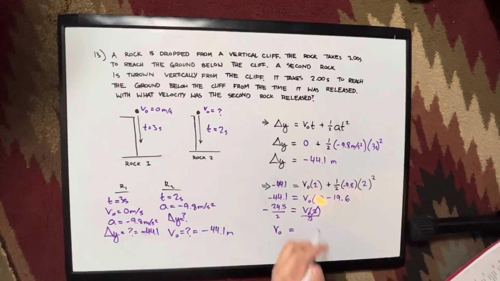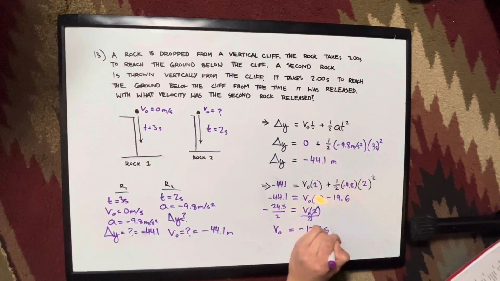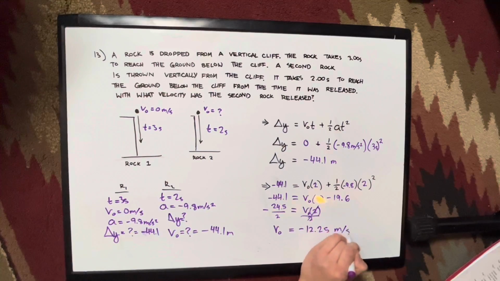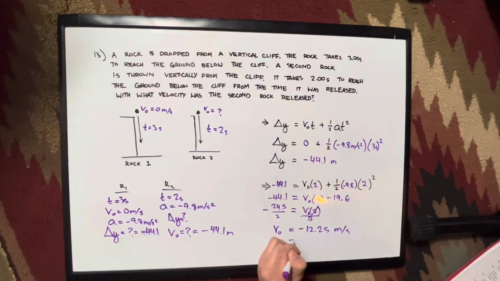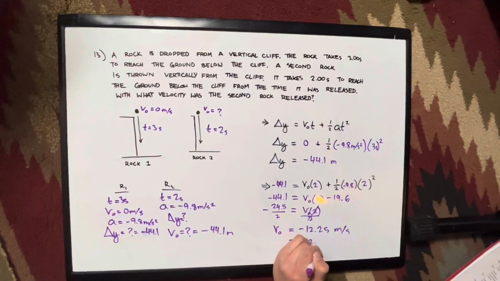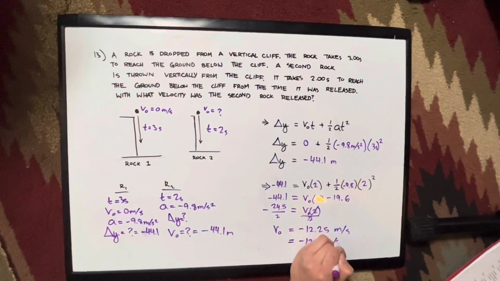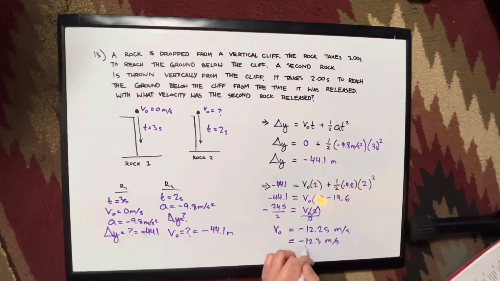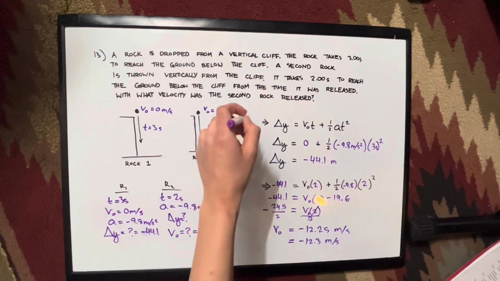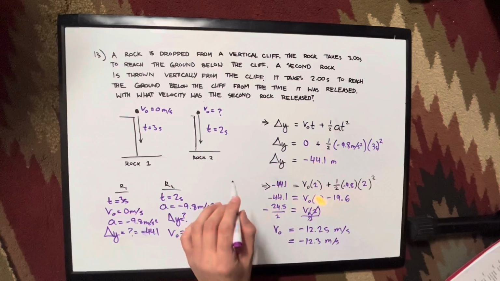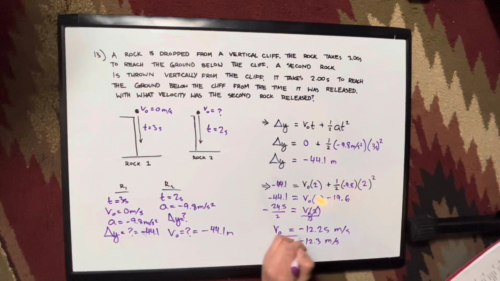After doing the math, we know that our initial velocity for rock 2 would be negative 12.25 meters per second. Or if you want to round that to the right amount of significant figures, we have negative 12.3 meters per second. And this negative is indicating that it is going at this velocity downwards. And that is our answer.